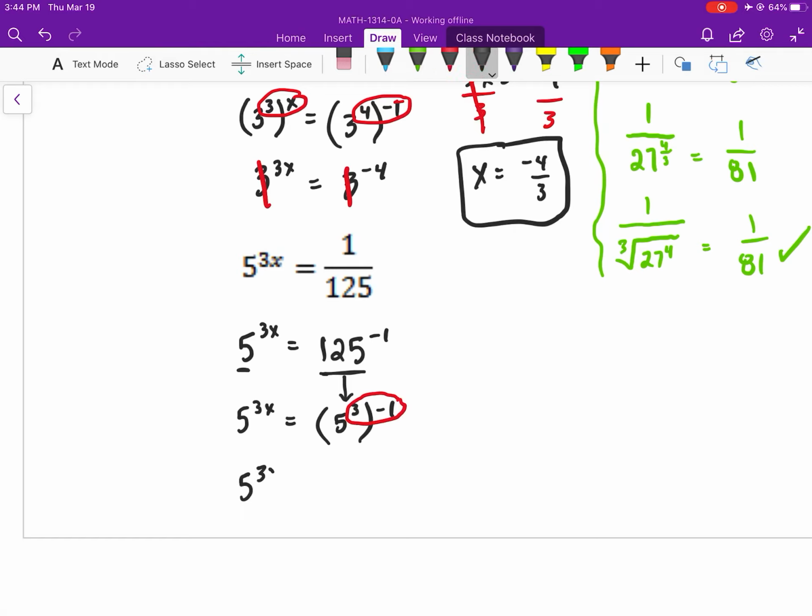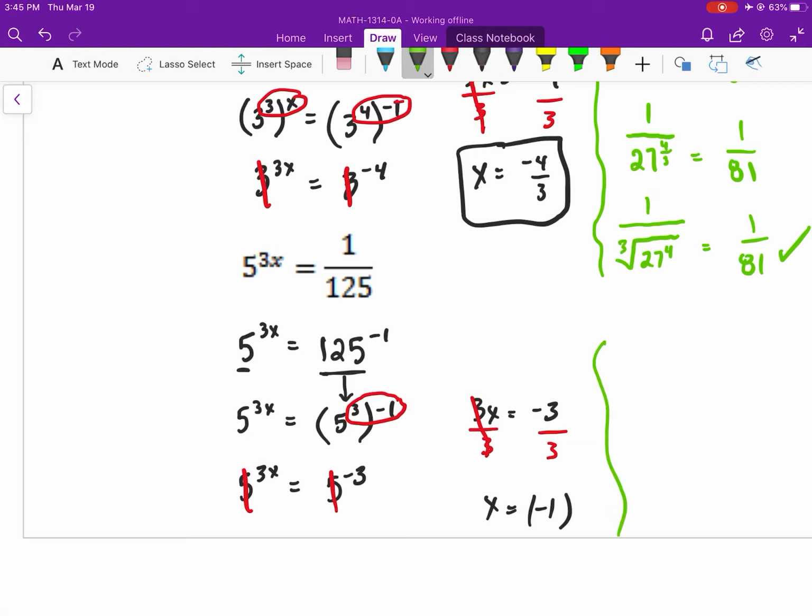Alright, let's take care of that 3 and that negative 1. So 5 to the 3x power equals 5 to the negative 3 power. At this point, we can cancel out the common bases. We get 3x equals negative 3. Divide both sides by 3. x equals, looks like negative 1.